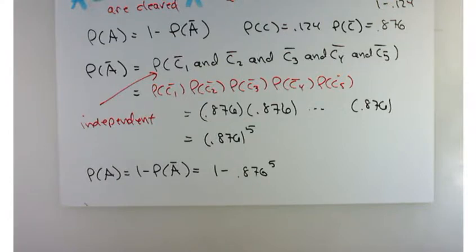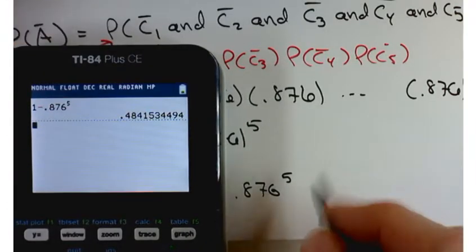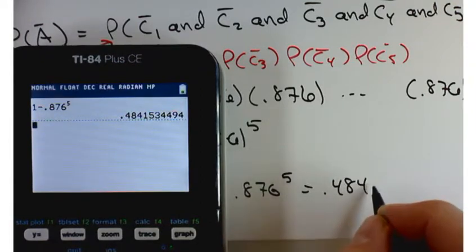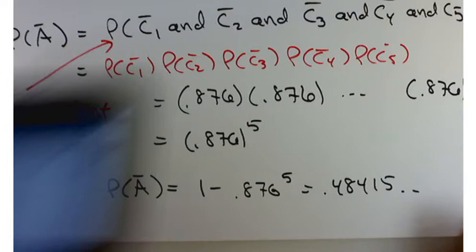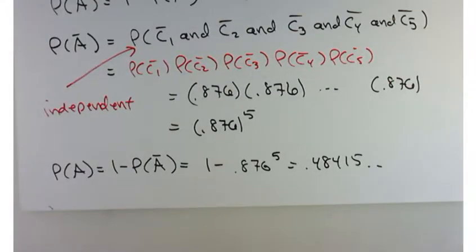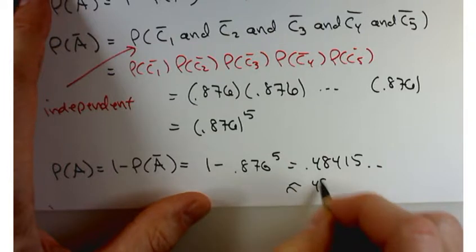Let's find the probability that at least one is cleared. So there's a 48% chance that at least one is cleared. Does that sound encouraging? It doesn't sound very encouraging. I mean, you're kind of setting the bar low at one, at least one getting solved, and you've got less than a 50% chance. Not encouraging. So about 48.4%.